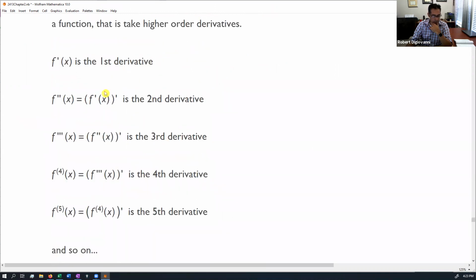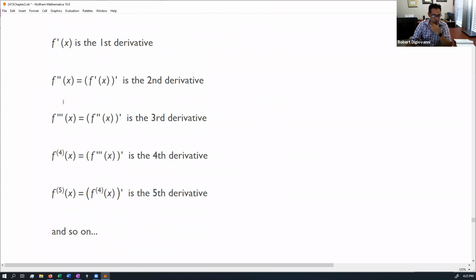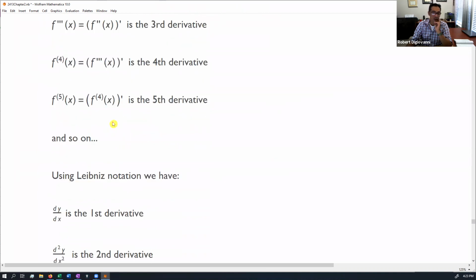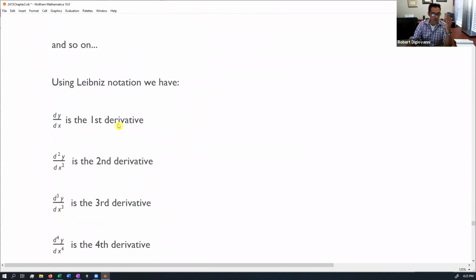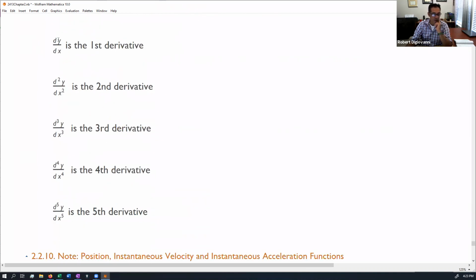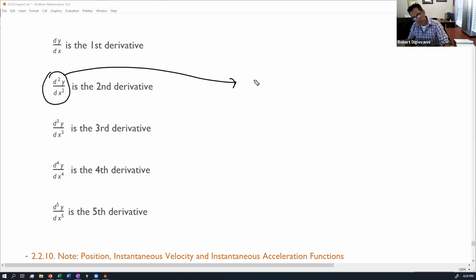Now, this is the notation using primes. If you wanted to do higher order derivatives using Leibniz notation, you use these. This is the notation for these. So I'm going to just show you, because this is subtle but important. See that one right there? To take the second derivative, you would write this down. That means the second derivative.